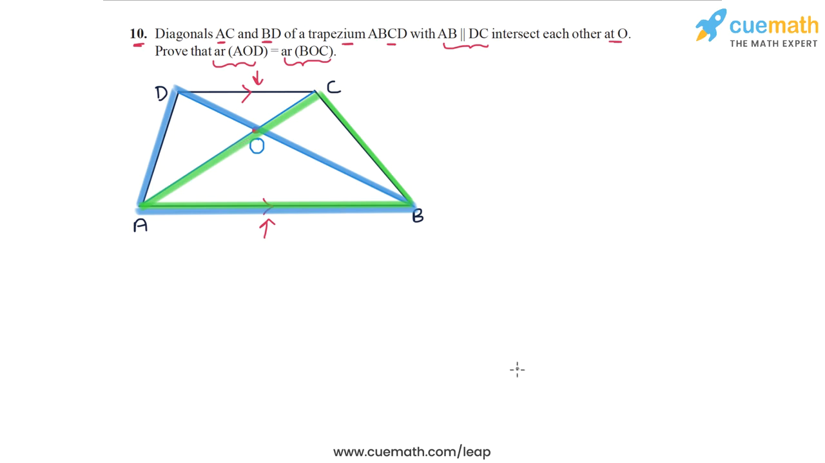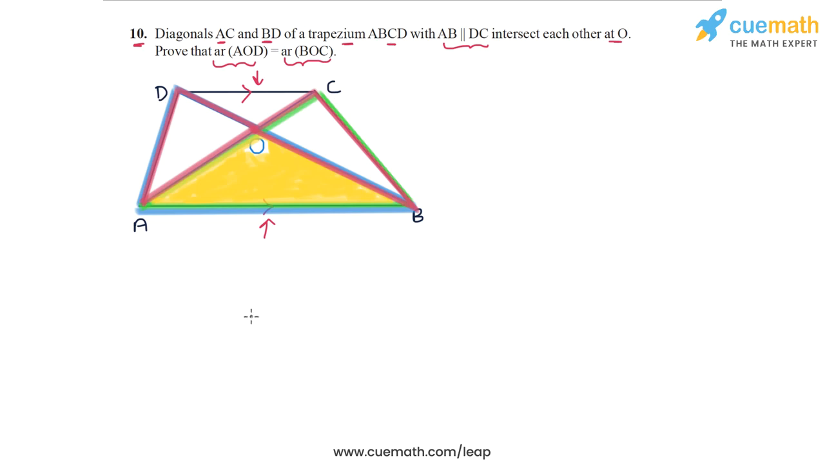Now these two triangles have a common overlapping area, and that's the area of triangle OAB. If we take out this common area from both the triangles, for example, if we take out the area of triangle OAB from DAB, we get the area of triangle AOD, and if we take out the area of triangle OAB from CAB, we will get the area of triangle BOC. So this is the reasoning that we're going to follow to solve this problem. This means that the areas of AOD and BOC will be equal.